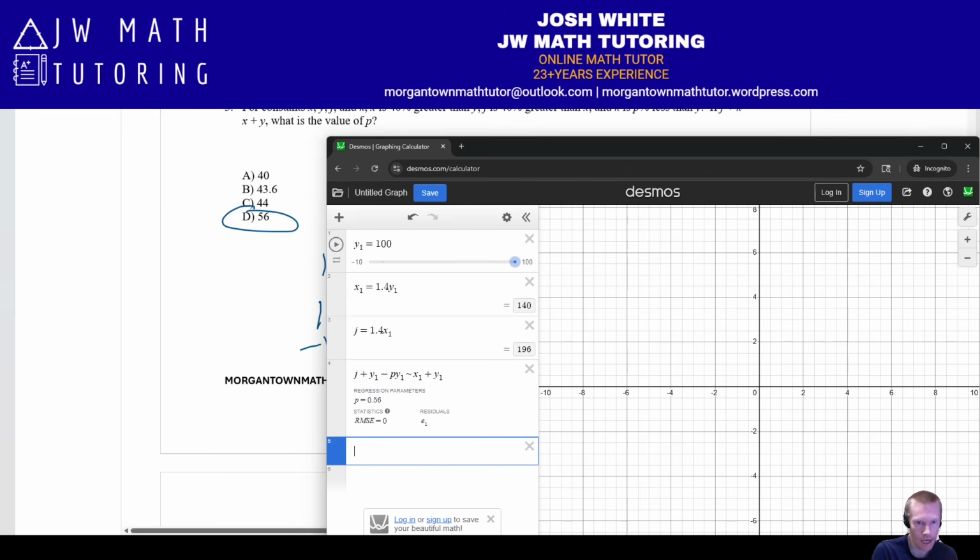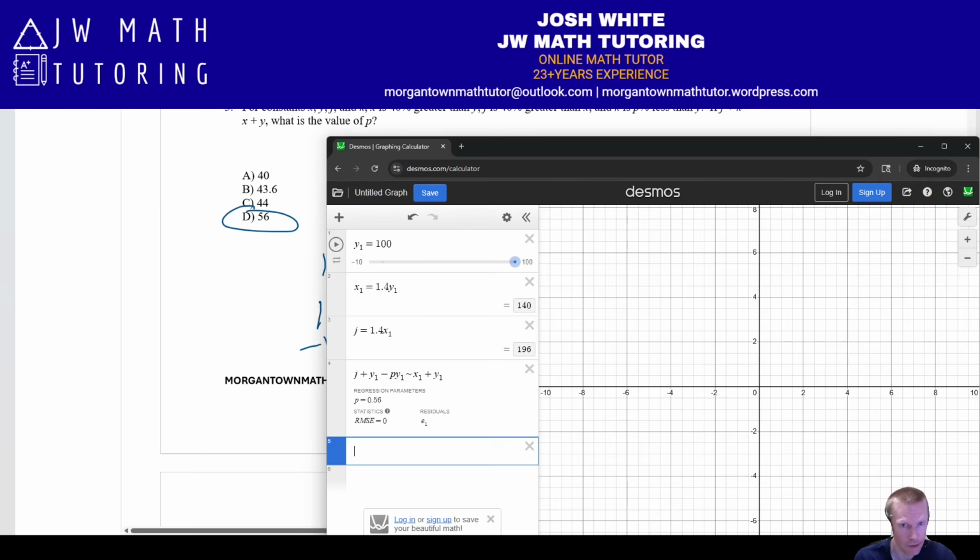Okay, and now you can see right here. Basically, I took the j plus k tilde x plus y, except I had to replace k with what it's equal to in terms of y, which is the y1 minus py. And now it solves this regression statement for p, and you get 0.56.